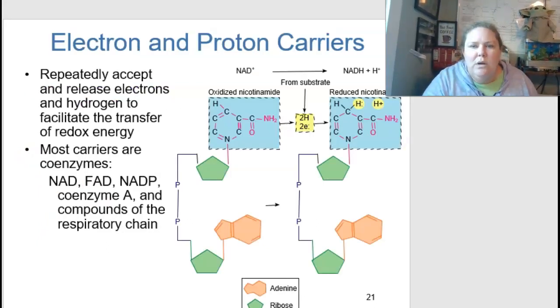Okay. So what about electron and proton carriers? Well, these repeatedly accept and release electrons and hydrogens to facilitate or help the transfer of the redox energy. And most carriers are going to be those helper coenzymes. This would be NAD, FAD, NADP, coenzyme A, and the compounds of the respiratory chain. And so you can see here, and we're going to talk a little bit about the electron transport chain, the citric acid cycle, etc.